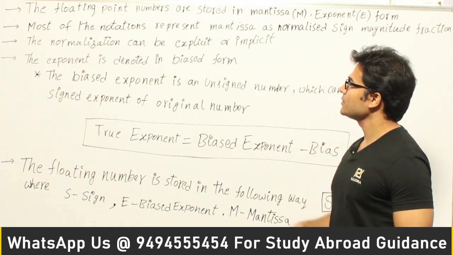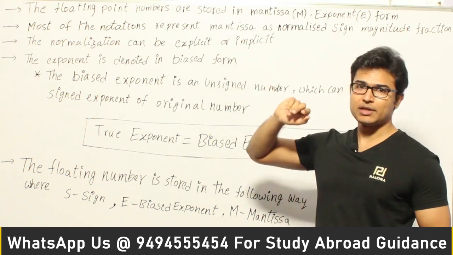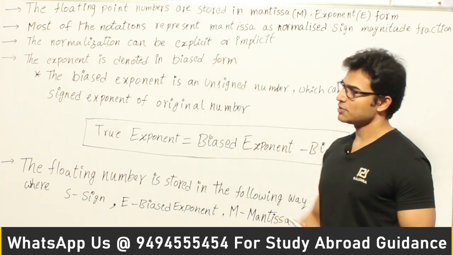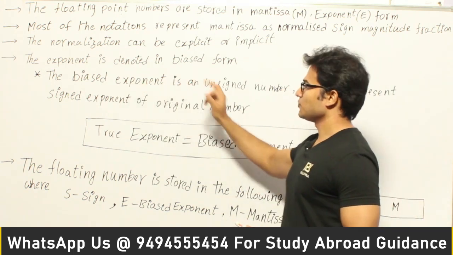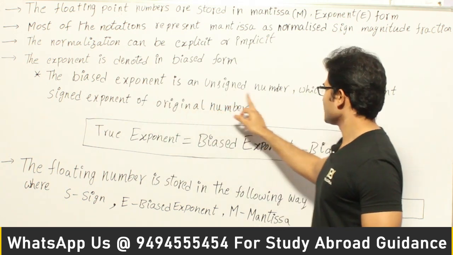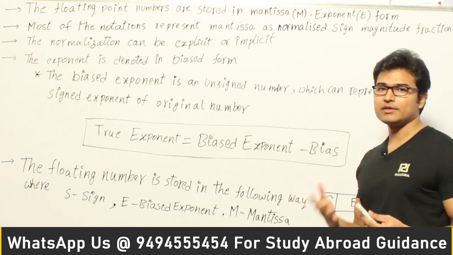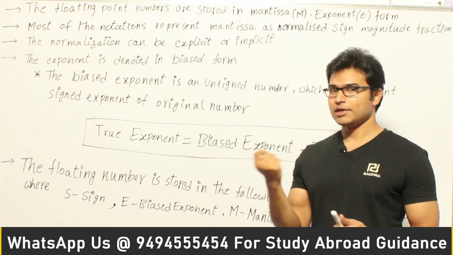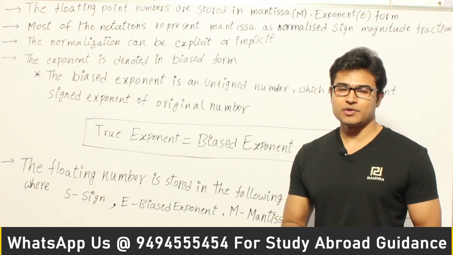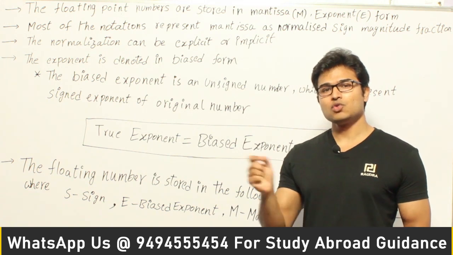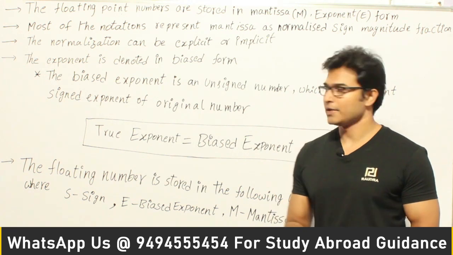And then the normalization is used normally, and the normalization can be explicit or implicit, and we shall discuss with examples what is explicit normalization and implicit normalization. And the exponent is denoted in biased form. The biased exponent is an unsigned number which can represent signed exponent of the original number. So which means we take the actual number and then we find out the exponent for it, and even if the exponent is signed, we try to represent it as an unsigned number, because it will be easy for us to compare two unsigned numbers rather than comparing two signed numbers, especially when they are represented in binary.